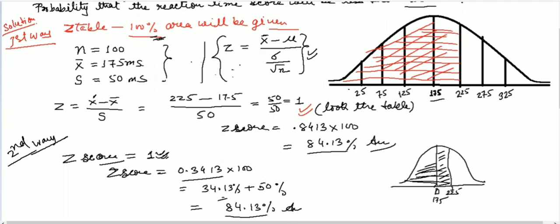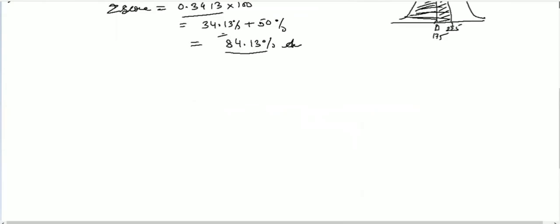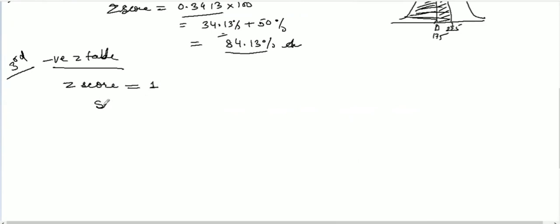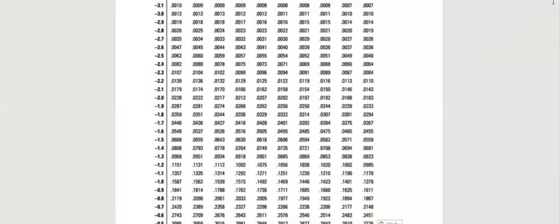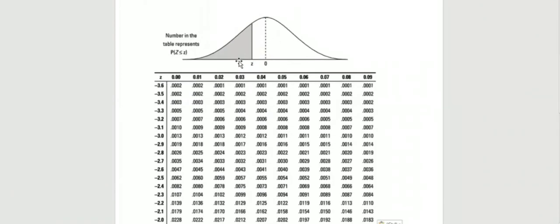Now in my third way, I'm going to use the negative Z table. So write down the same z score, your z statistic 1, and then from the table you have to find the z score. Let's open the negative z score table. So this is the negative Z table here, from the left side of the Z.